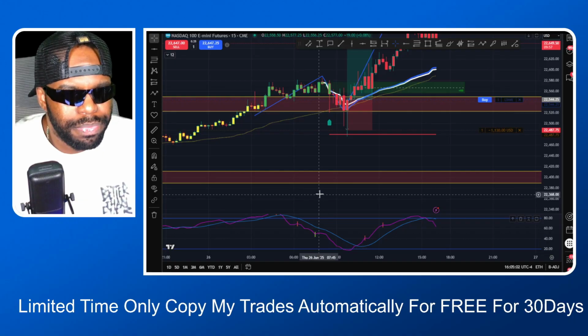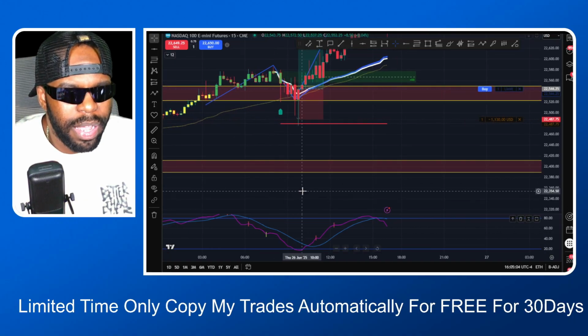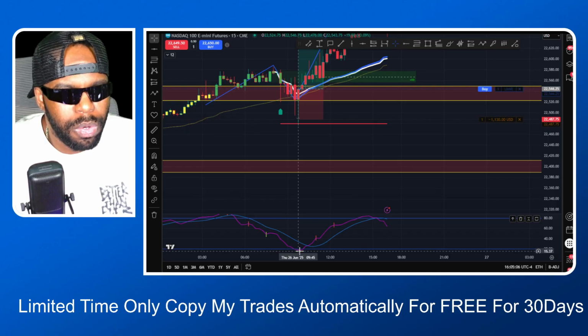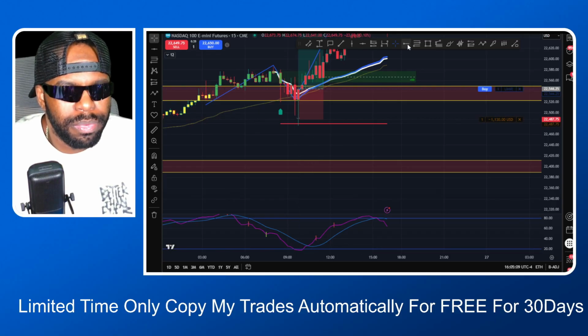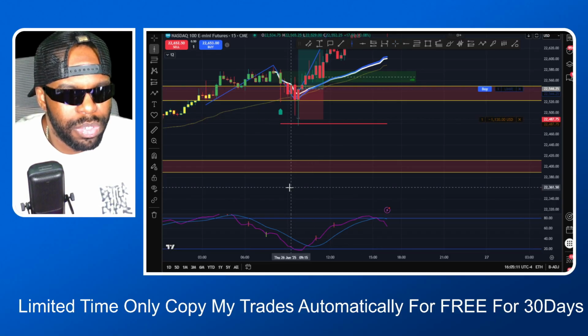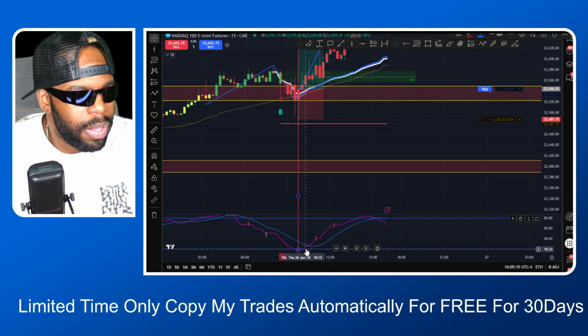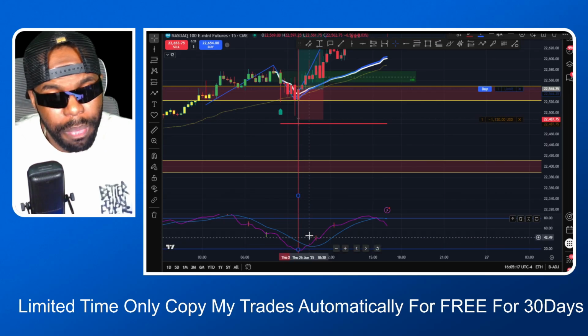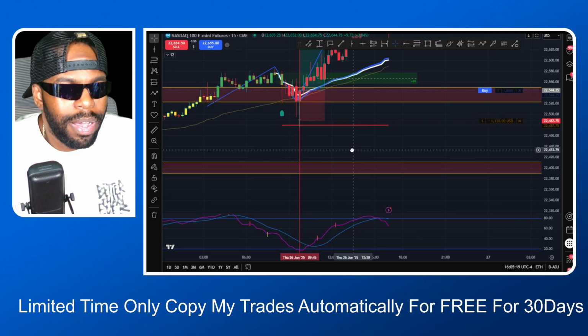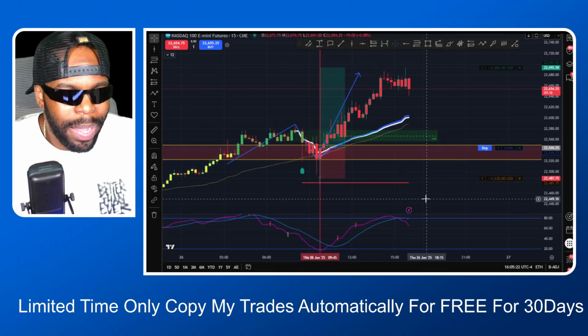I have a MACD right here. As you can see, price was going oversold here. So if I get my vertical line here, as you can see, price was oversold right here. So this was a perfect buy entry when it comes to my strategy.